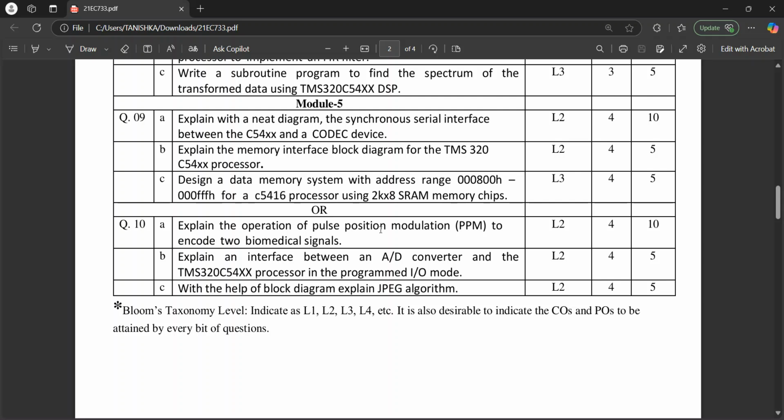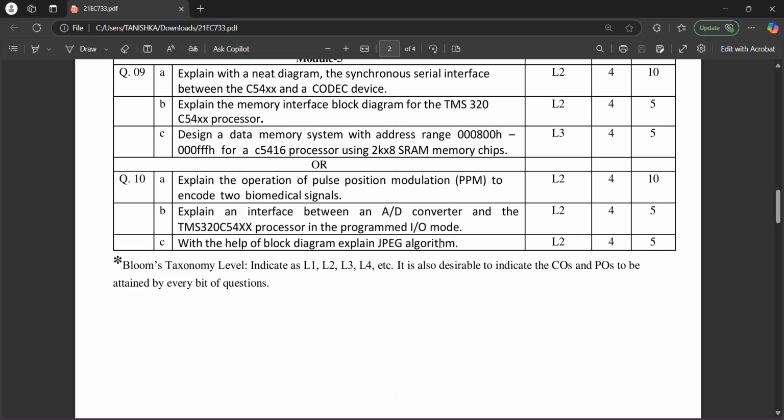Explain the operation of pulse position modulation or PPM to encode two biomedical signals, and explain an interface between an analog to digital converter and the TMS320C54XX processor in the program input output mode. With the help of a block diagram, explain JPEG algorithm.